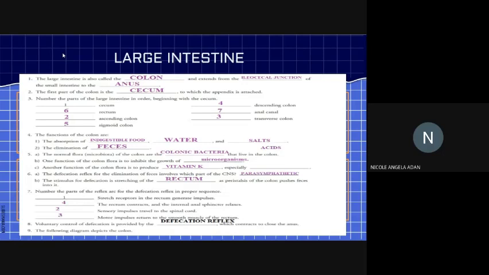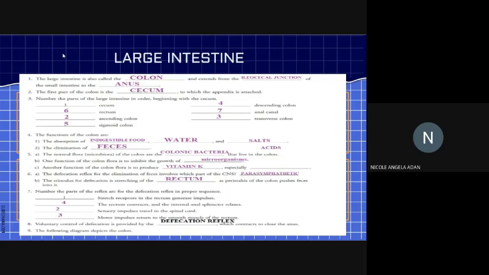For number three, number the parts of the large intestine in order. Number one, we have cecum. Number two, ascending colon. Number three, transverse colon. Number four, descending colon. Number five, sigmoid colon. Number six, rectum. And lastly, number seven, anal canal.